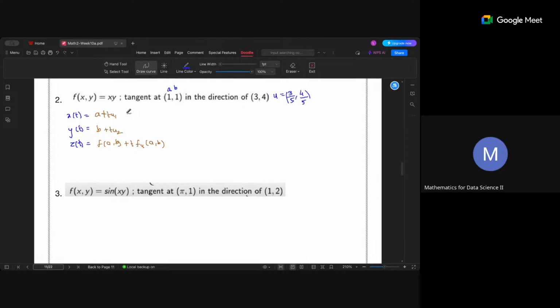X of t, y of t, at least you can tell immediately. What is x of t? 1 plus 3t by 5. Again, I told you not to make that mistake. Yes, 3 by 5t. And then y of t is 1 plus 4 by 5t.